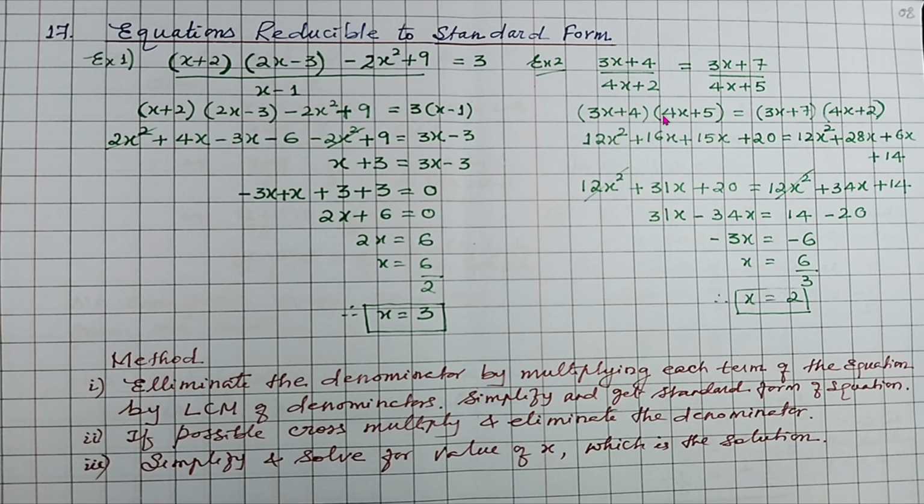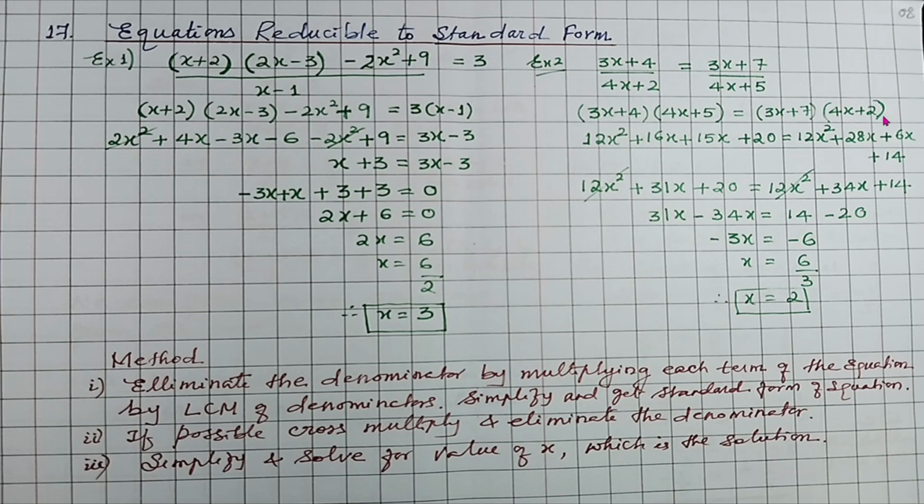Now we can multiply these two by applying distributive property. We have 3x into 4x, that is 12x square. Then we have 4 into 4x, 16x. 3x into 5 is 15x, and then 4 into 5 is 20. So that is how we open it. Again I'll repeat, 3x into 4x is 12x square, plus 4 into 4x is plus 16x, then 3x into plus 5 becomes 15x, and plus 4 into plus 5 becomes plus 20.